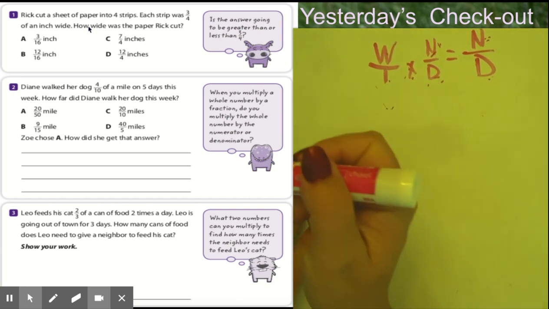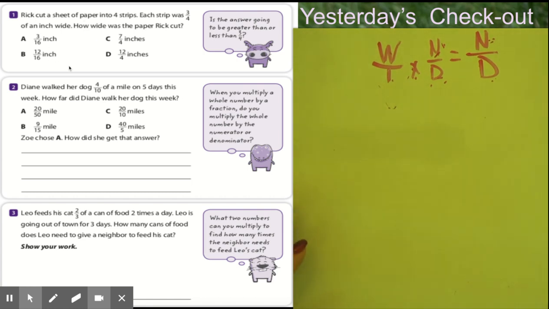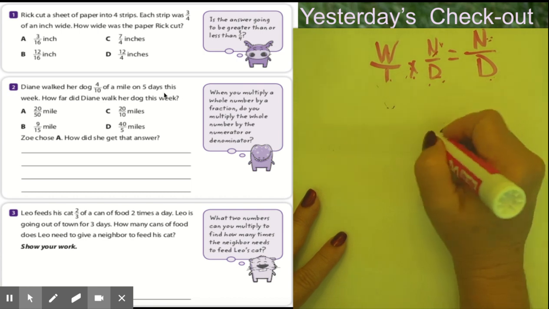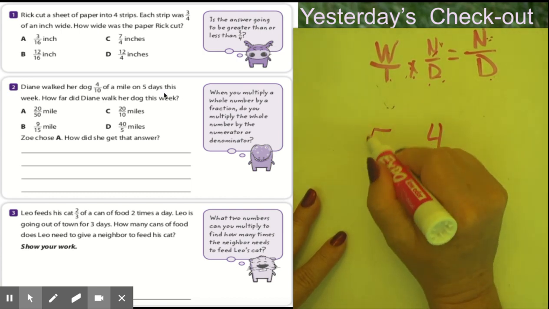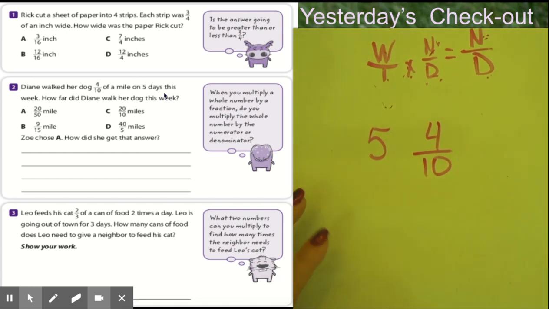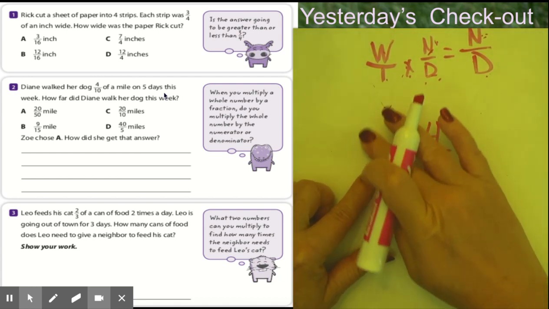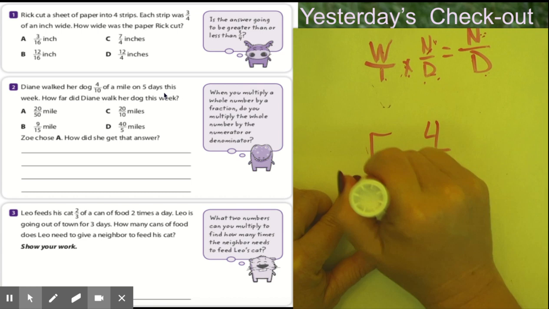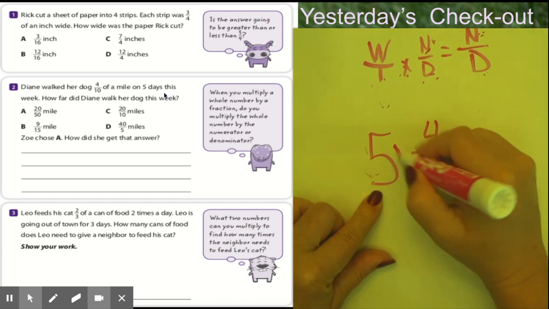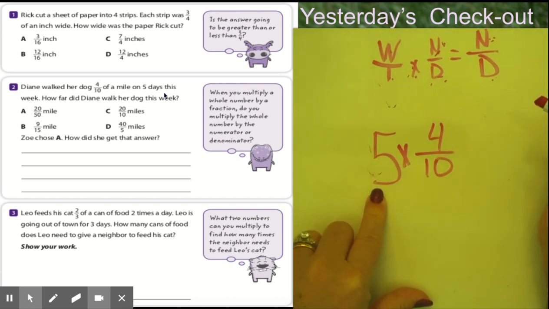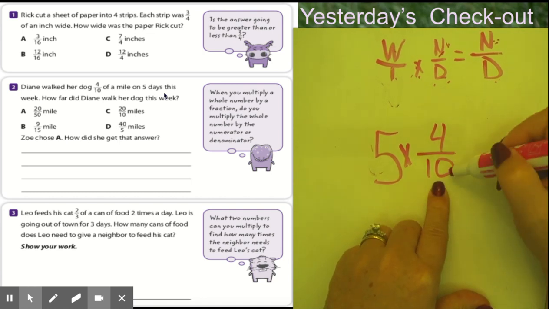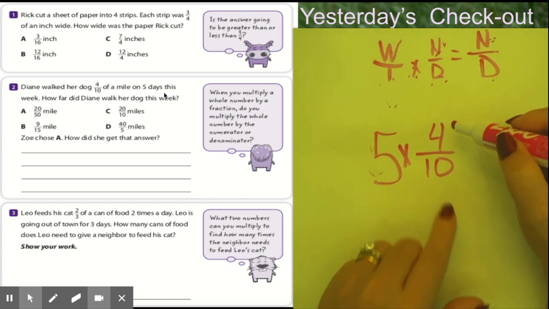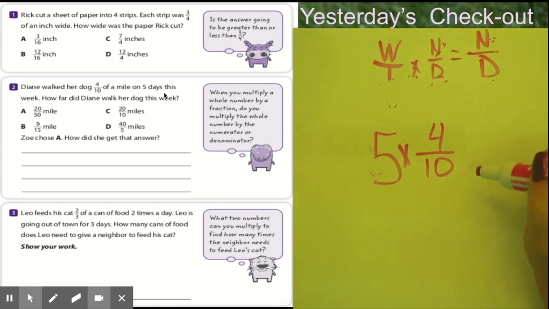It says Diane walked her dog 4/10 of a mile on 5 days this week. This is our whole, and I should have drawn it bigger there for you. 5 times, probably Monday through Friday, she walked this far in miles. So, how far did she walk her dog this week?